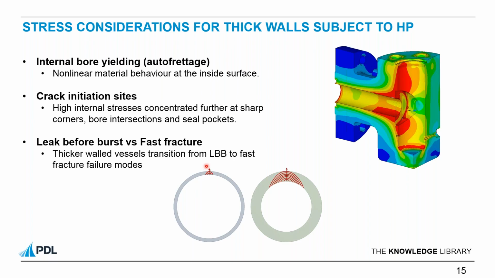The crack reaching the OD results in a leak path, which can be detected. Hence we call this leak before burst. And this gives us the opportunity to intervene prior to fracture. For thicker wall structures, the crack has much further to propagate radially, and as such propagates much further circumferentially too. So this can result in a crack reaching a critical size such that the remaining cross-section cannot contain the pressure and fast fracture occurs. So this obviously happens before any leak can be detected and any intervention can take place.